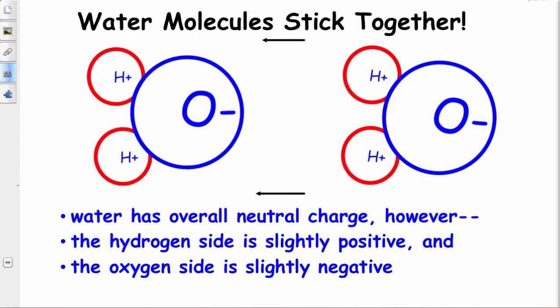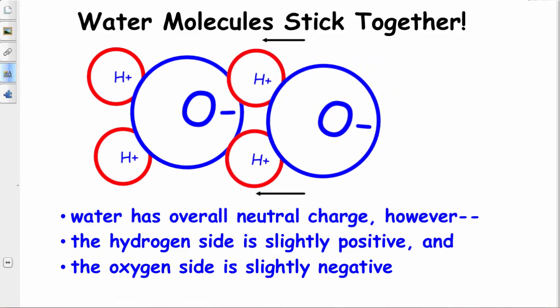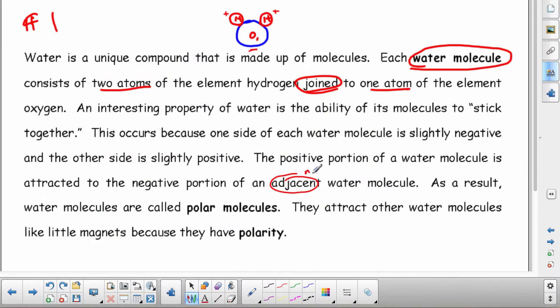The positive portion of a water molecule is attracted to the negative portion of an adjacent water molecule. We're talking about a molecule right next door, right next to the one we're looking at. As a result, water molecules are called polar molecules. They attract other water molecules like little magnets because they have polarity.